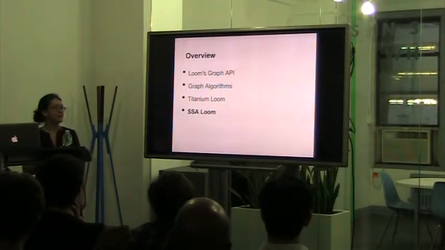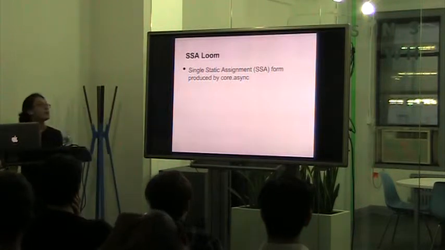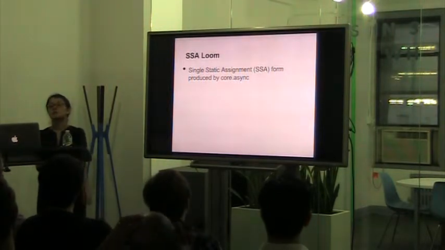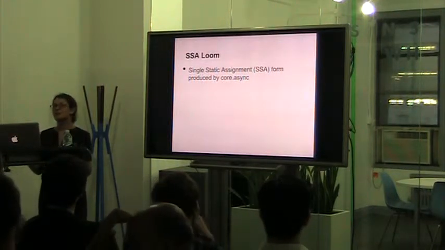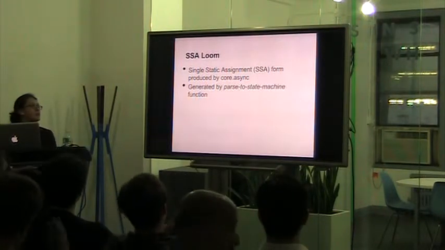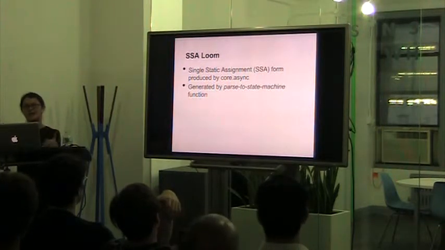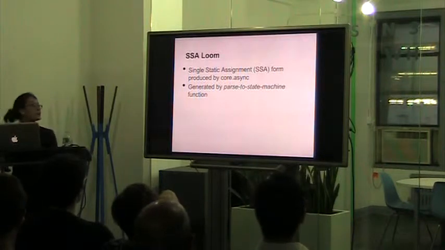Now let's look at SSA. A single static assignment form is produced by core.async. Core.async is a library that was implemented by the Clojure core team. It allows us to program asynchronously with Clojure. It is generated by the parse-to-state-machine function in the version I'm using. They may be changing the API in the future, but that's what I have so far.